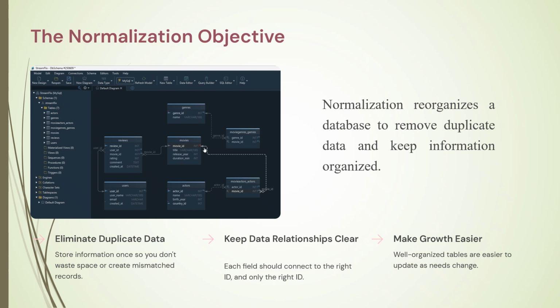As organizations grow, databases may contain millions of records. Normalized databases require less storage. They support faster maintenance, reduce errors, and improve consistency. Normalization creates a flexible database structure that can easily accommodate future changes.